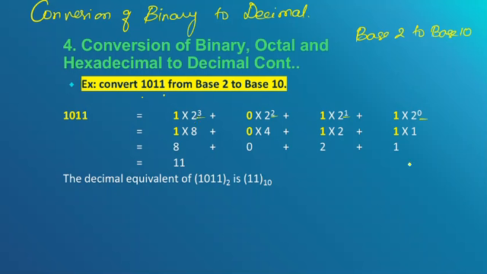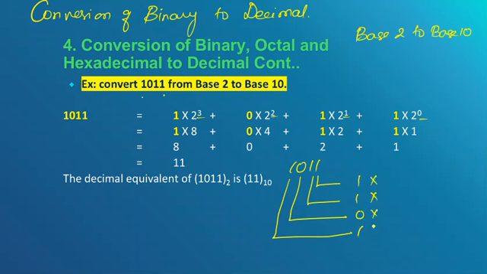So if you are not comfortable with this mechanism, I can write like this. So 1 0 0 1 into the base 2. So from the right side to left side, the power has to be increased. So it is 2 power 0, 1, 2, 3.